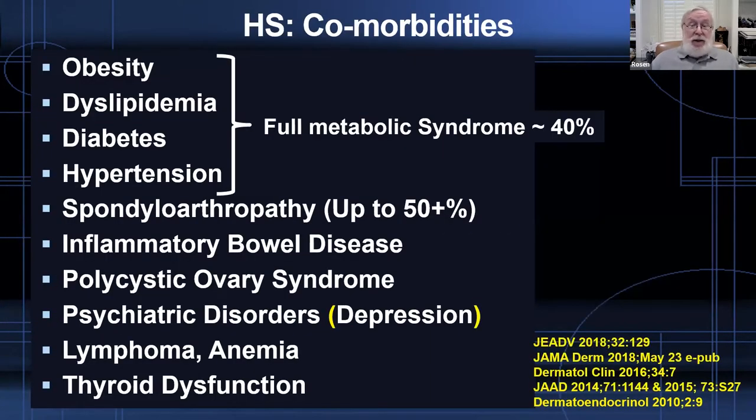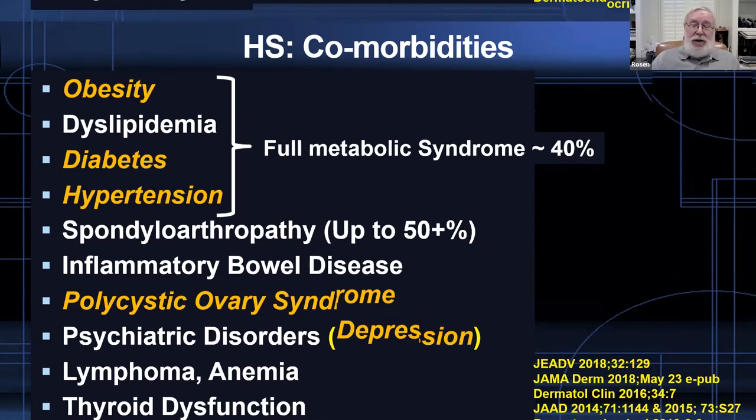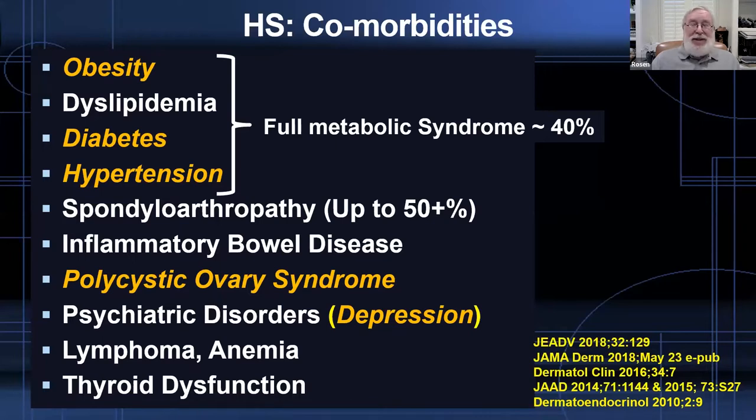Here are some of those comorbidities I mentioned earlier. Oh my God, metabolic syndrome in 40% of those who have hidradenitis, including obesity, dyslipidemia, diabetes, and hypertension. There may be spondyloarthropathy up to 50% plus, inflammatory bowel disease, increased risk of polycystic ovary syndrome. We've already talked about psychosocial issues, but overdiagnosed depression. Small increased risk of lymphoma, certainly increased risk of anemia due to blood loss, and thyroid dysfunction. So that's why I've included hidradenitis among the systemic disorders seen in skin of color because of some of these.